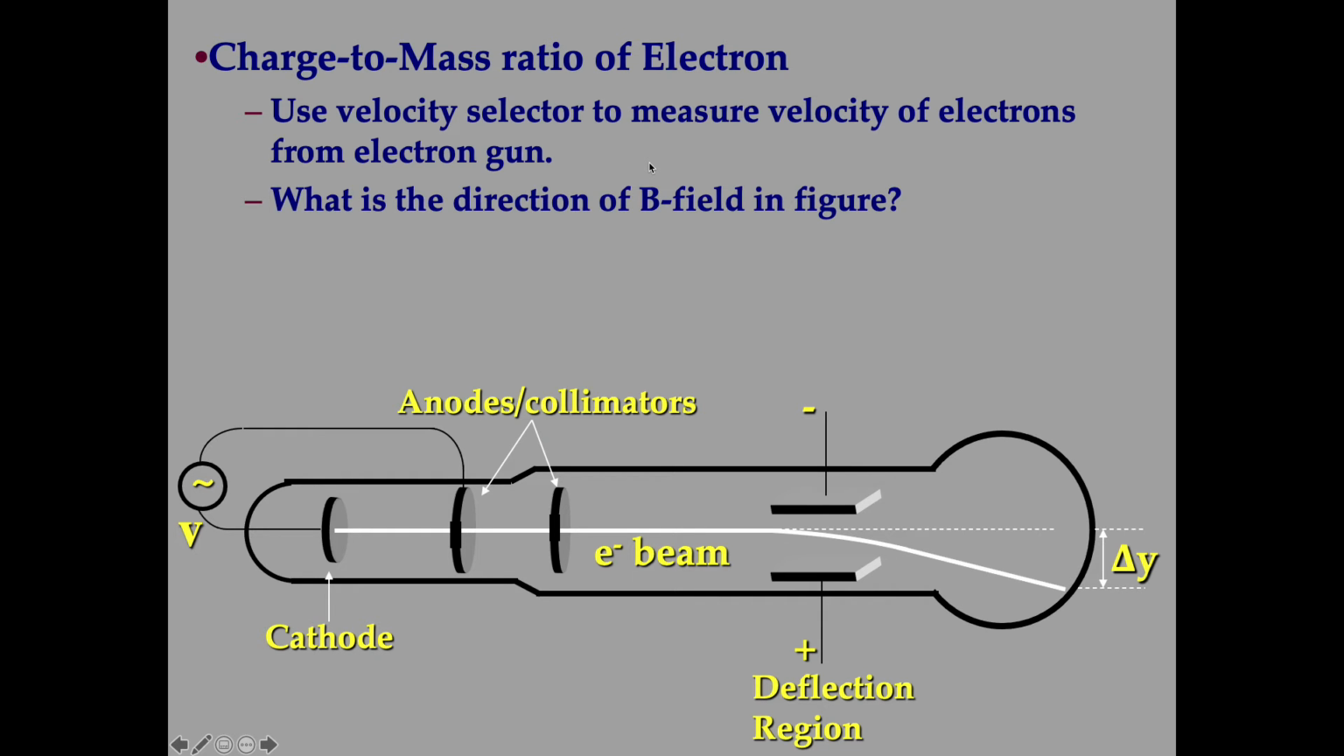He actually used a velocity selector to measure the velocity of the electrons and then measure the charge to mass ratio of the electrons. So this was his tube. You have the beam going to the right. And what you see there with the cathode and the anode forms something called an electron gun. It's a source of an electron beam.